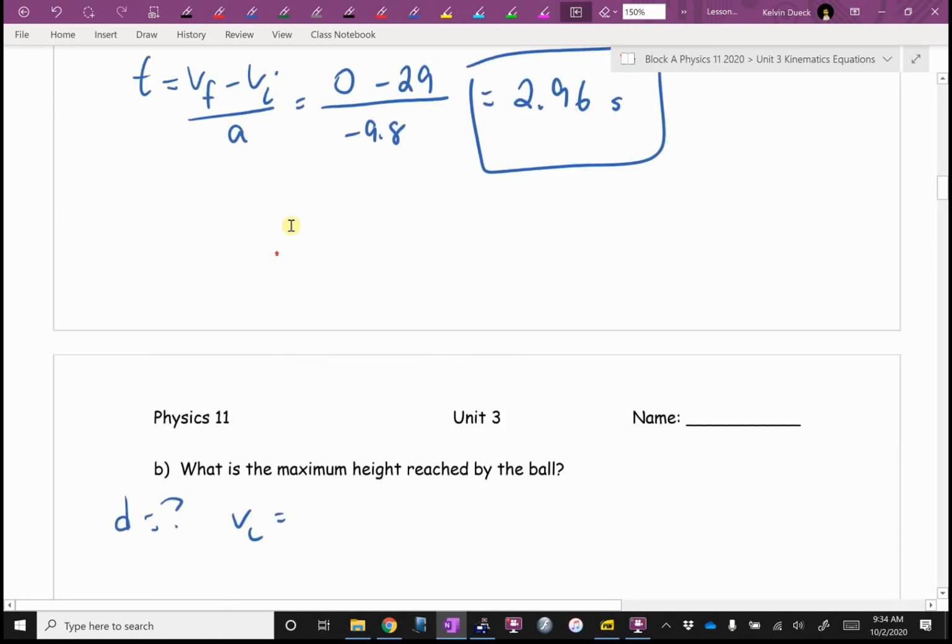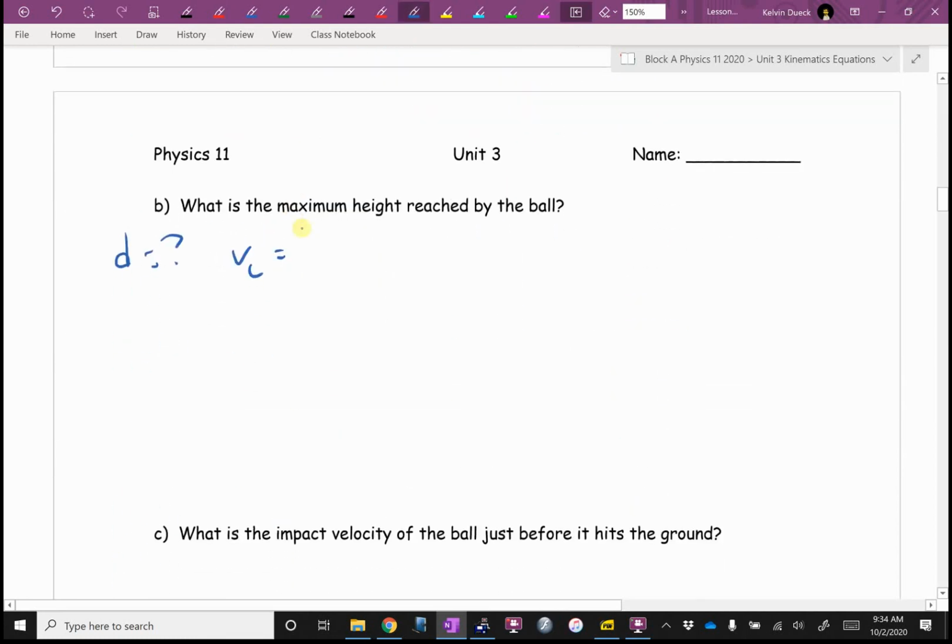I can still use the VI from the previous page of 29, and I know A equals negative 9.8. Oh, what was Ariana's epiphany? At the top for a split second, what's our velocity? And that's going to be VF. Putting you on the spot, Riley. I'm looking for an equation that has a D, a VI, an A, and a VF in it. There is one.